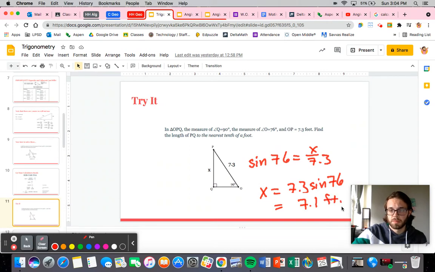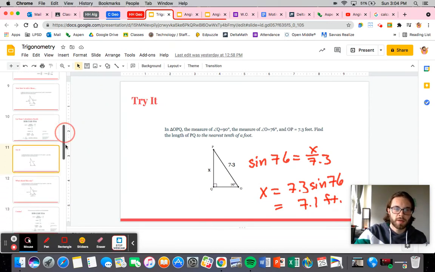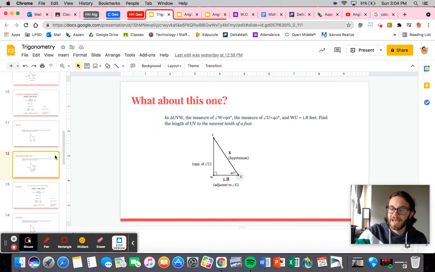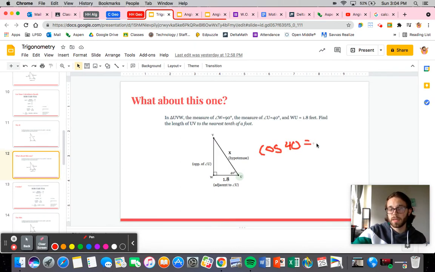Feet. Okay. All right, so those would be several with sine, but you know that there's more than sine, right? So for example, if you're given this one, right here I have the adjacent, and now I'm looking for the hypotenuse again. What has adjacent and hypotenuse? A and H, cosine, right? So if you set this up, it'd be cosine of 40 is equal to 1.8 over x, and you're going to go through the same process. X is going to be equal to 1.8 over cosine of 40.